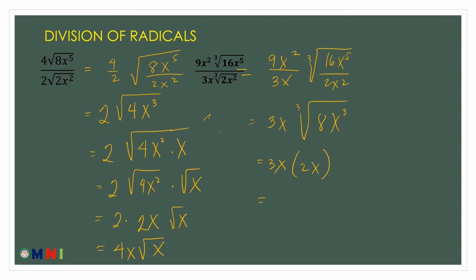So therefore, we have 3x times 2x. Therefore, our final answer here is 6x squared. Okay, those are basic examples or steps in solving for division of radicals.